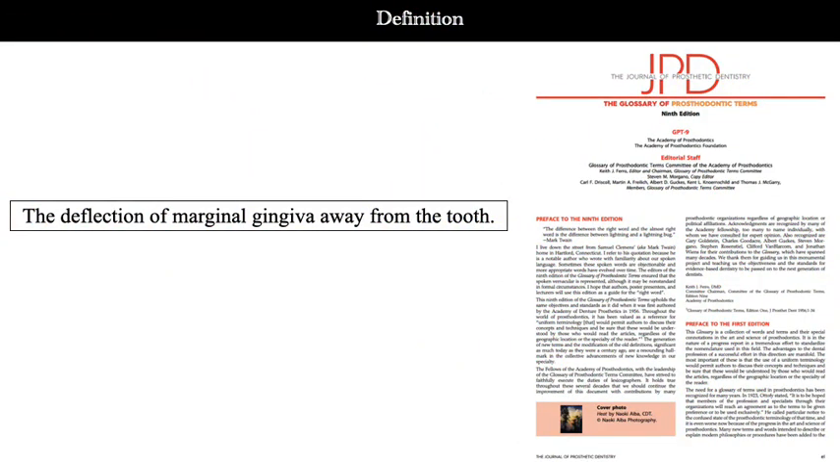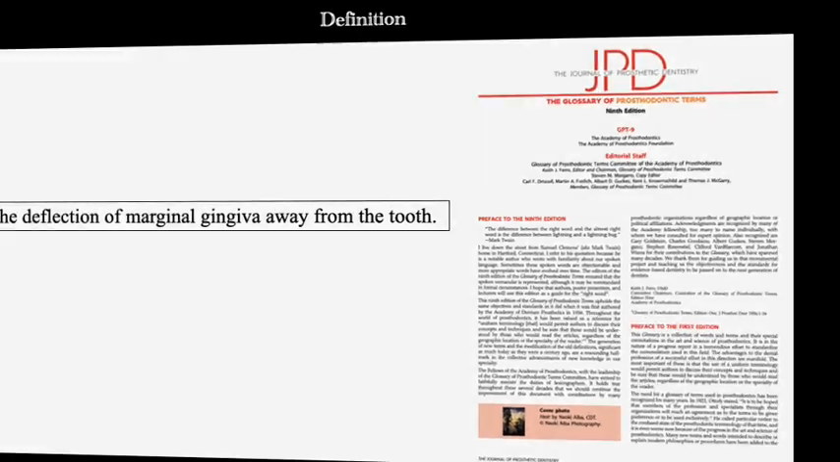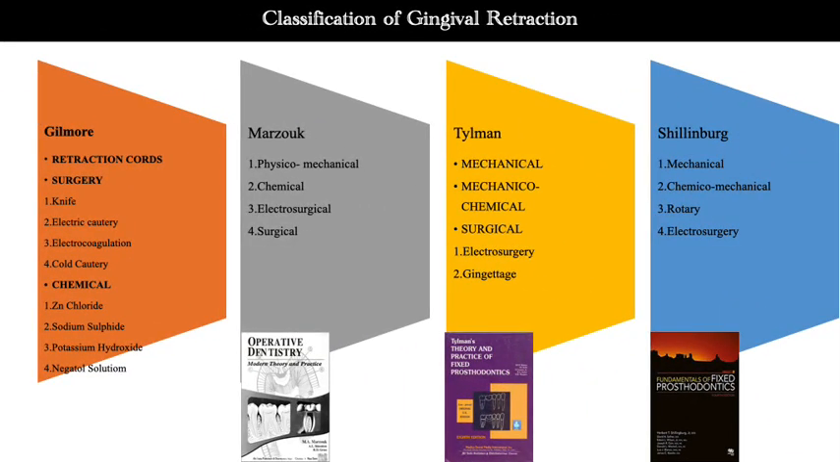The definition: gingival displacement is defined as the deflection of the marginal gingiva away from the tooth. Marginal gingiva, sulcular gingiva, gingival sulcus, sulcular epithelium, it's all the same. So you deflect it during a restorative procedure, and that is defined as gingival displacement. Now, some questions could also be asked as gingival retraction. It would also be the same.